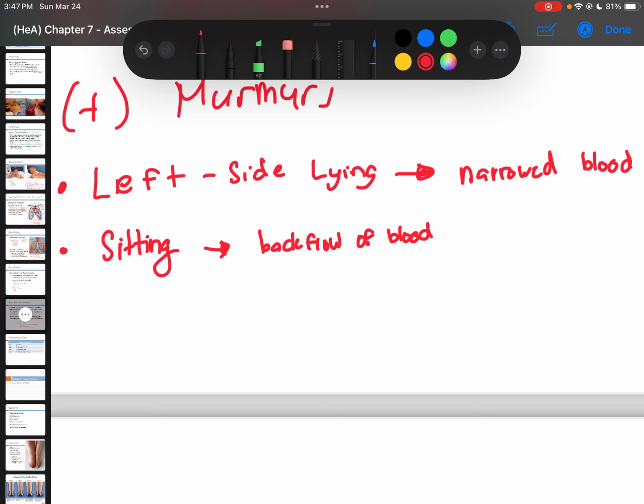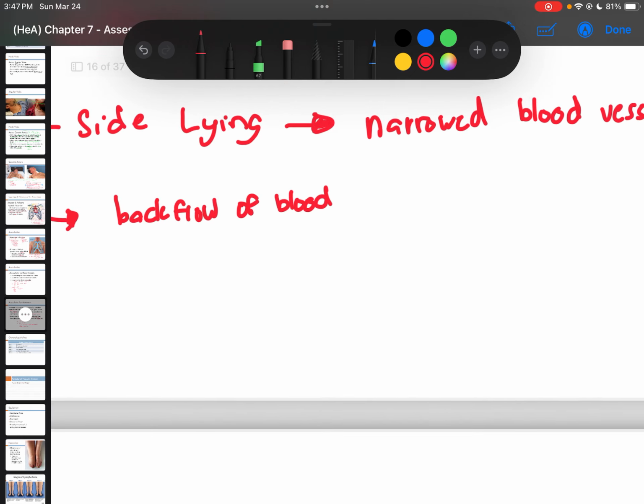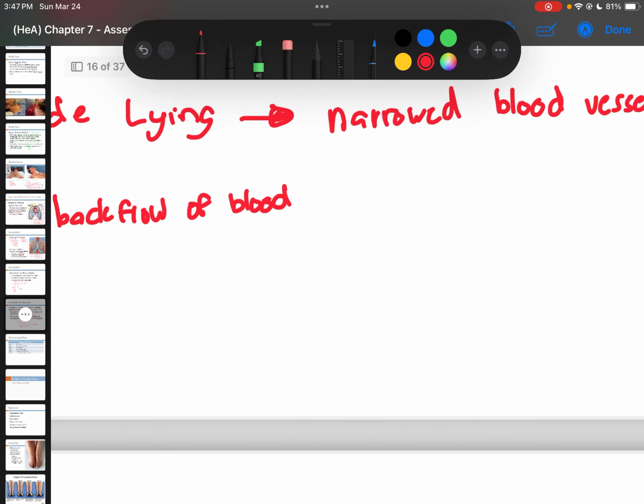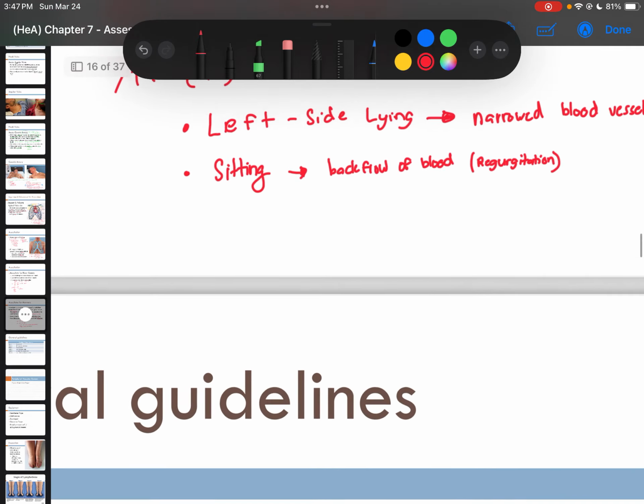Now, in the playlist, I will try to add a video that will let you hear murmurs. The tendency is that most of the videos about murmurs are very complicated, so to speak, because they are for medicine. Backflow of blood is otherwise known as regurgitation. Regurgitation of blood.